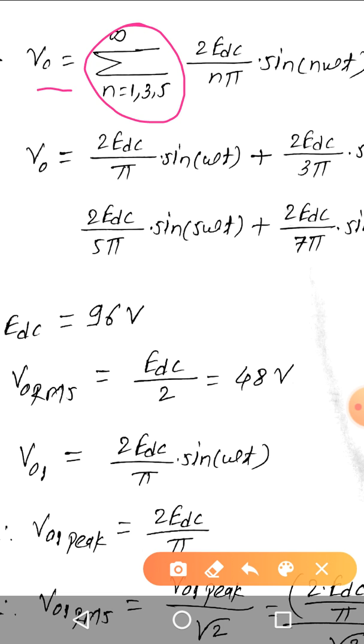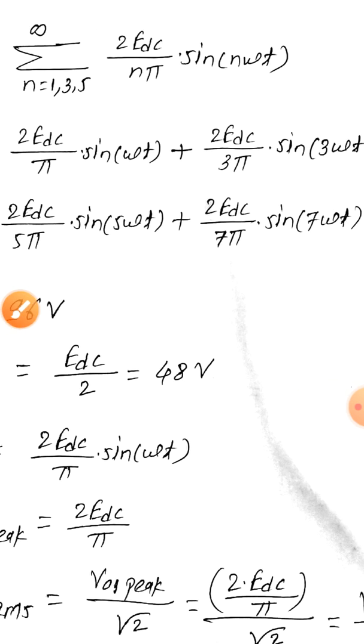Here n is equal to 1 means fundamental component, n is equal to 3 third harmonic, n is equal to 5 fifth harmonic, n is equal to 7 seventh harmonic, and so on till infinity. So it is like 1, 3, 5, 7, 9, 11, 13, 15, 17 etc. till infinity. We have 2 EDC by n pi, where this n value is the same as the other n value, into sine of n omega t.